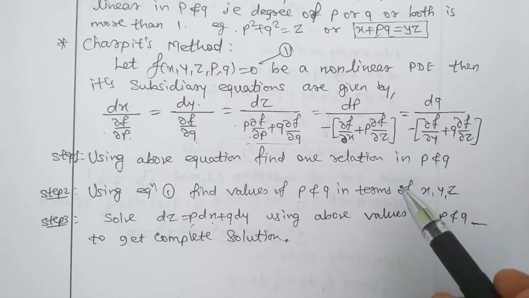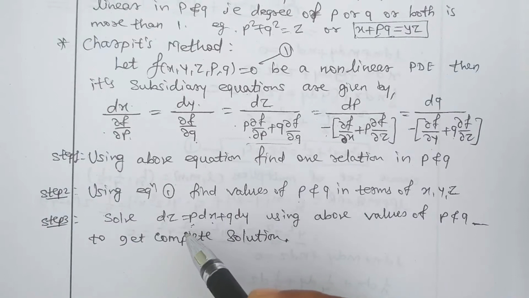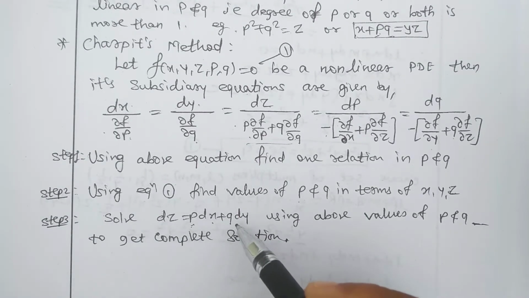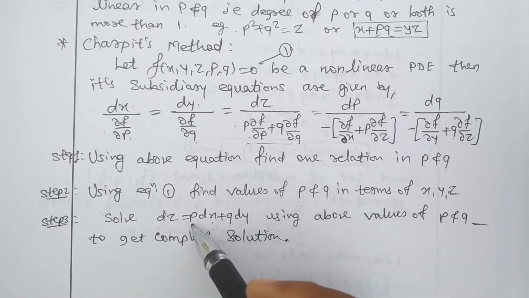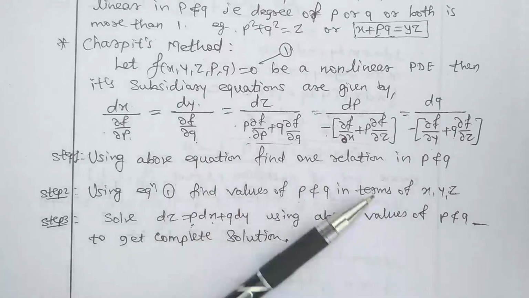Now by using that relation, put this value in equation number 1 and find both the values of p and q in terms of x, y and z, and put these values of x, y and z in dz equals to p dx plus q dy. Put here the value of p, value of q and integrate this, so we will get the complete solution.